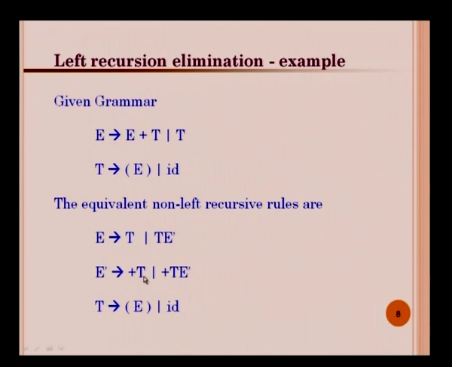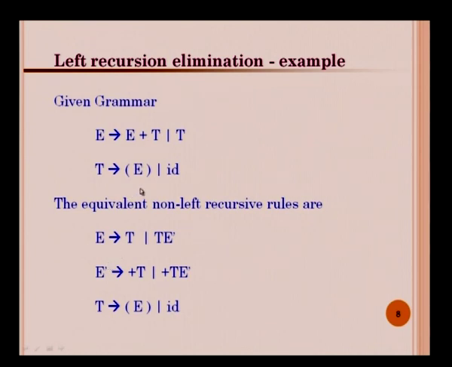So we will go for writing that as plus T first of all. Then for generating this plus T as many times as we want, once again connectivity is needed, that is, an iterative procedure is needed. So we will write plus T followed by E prime, which is the same as the E prime available on the left hand side of the rule.